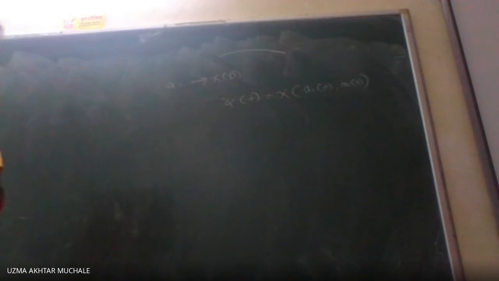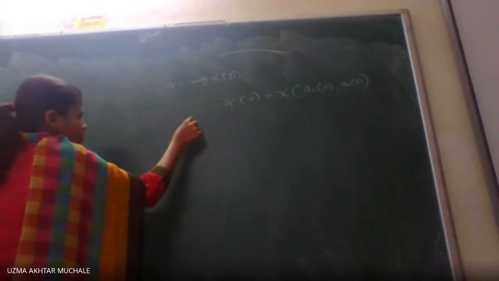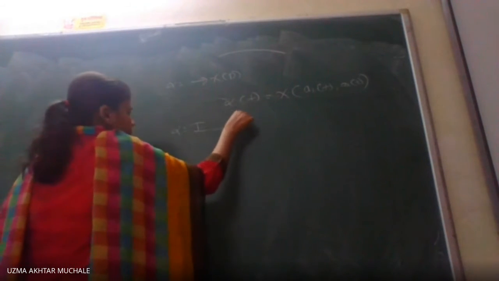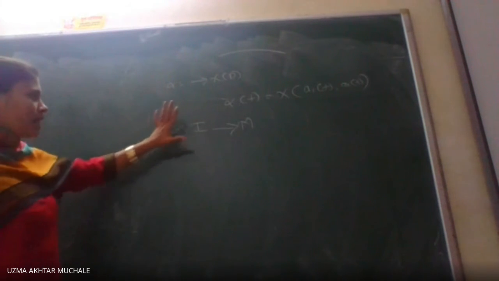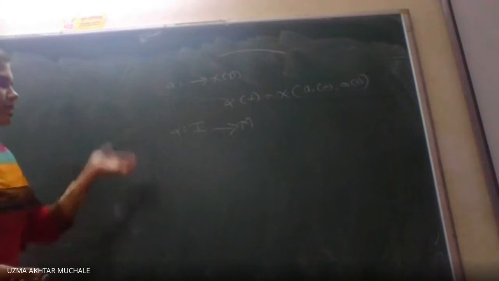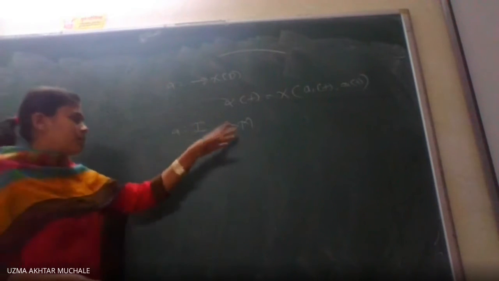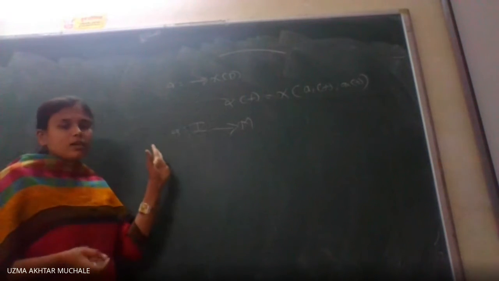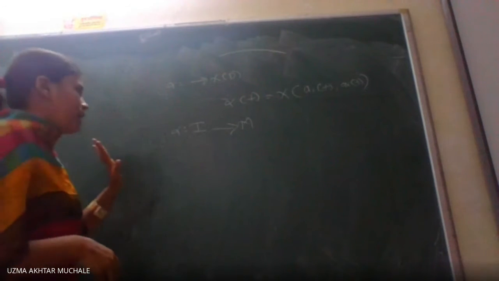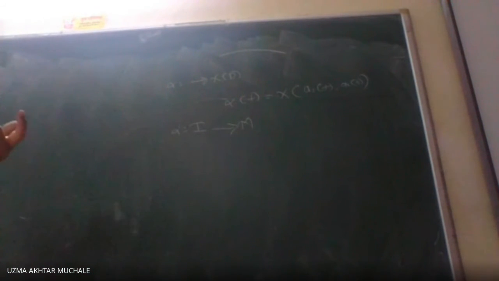Alpha is a function from an open interval I to M, because it is given that the curve alpha is in a surface M. Already we have studied in the first chapter that the domain for a curve alpha is an open interval I. Now, what is provided to us? The path of curve alpha lies in x of D.